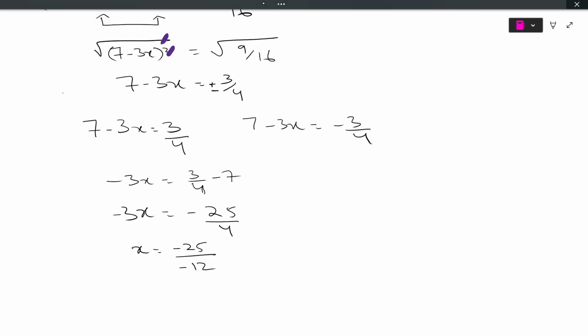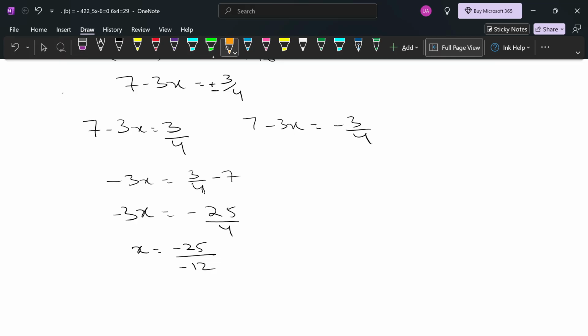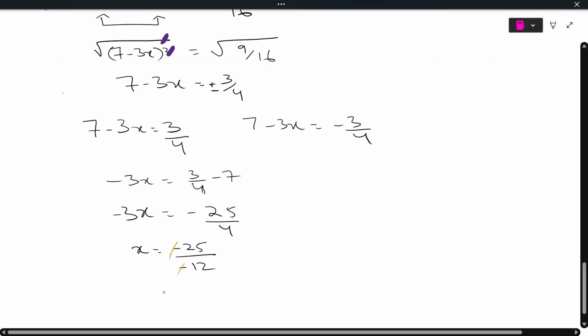All you have to do is cancel these minus signs, because you can do that, right? Cancel this minus and this minus, so your answer is going to be x equals 25 over 12. That's the first value, correct? So we have our first value.